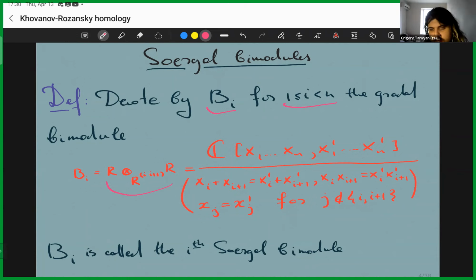And here is an explicit presentation of this ring. So as Sergey Konstantinovich said, we just consider the polynomials which are invariant under the permutation of two variables, and there is an explicit description of such polynomials that yields this presentation of this tensor product and of this bimodule. Note that B_i is naturally graded because both R and this invariant subring are graded with these degrees of variables that we had in the previous slide. So we obtain not just any bimodule, but a graded bimodule. And it's called the i-th Soergel bimodule.